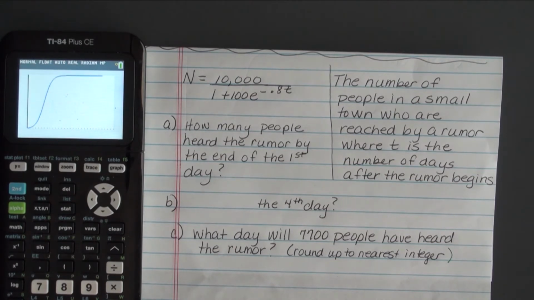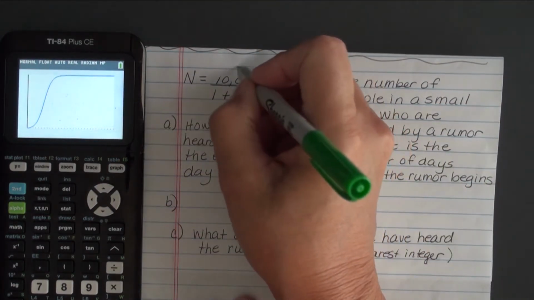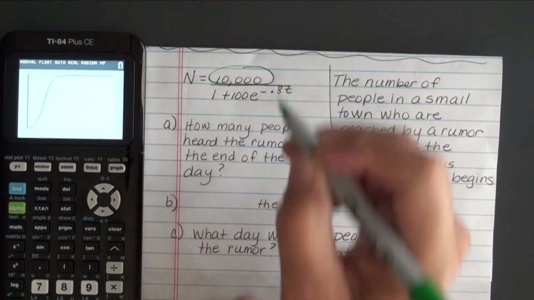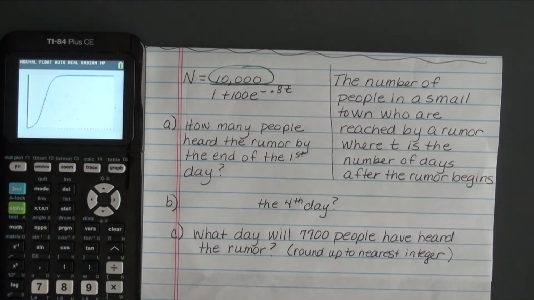Now this is an increasing function, and you should notice that the limiting value is 10,000. So no more than 10,000 people will hear this rumor according to this function.